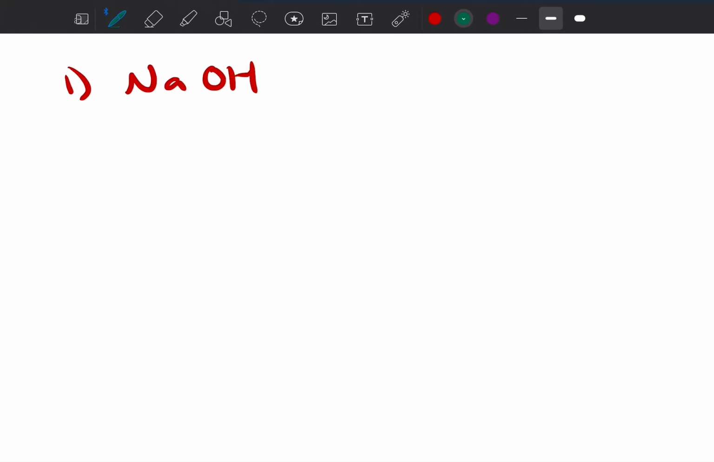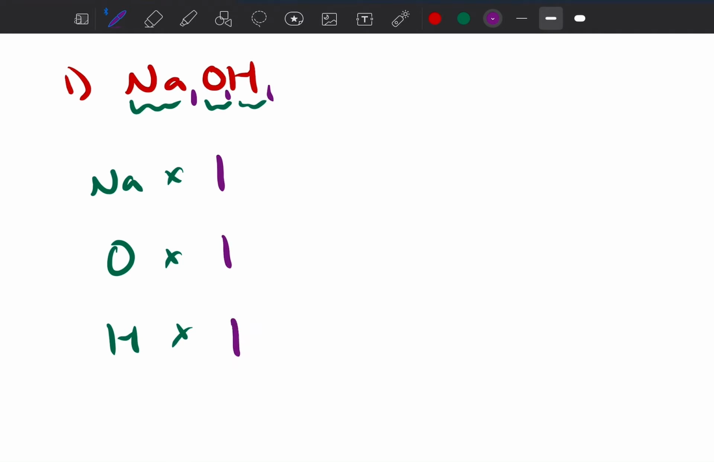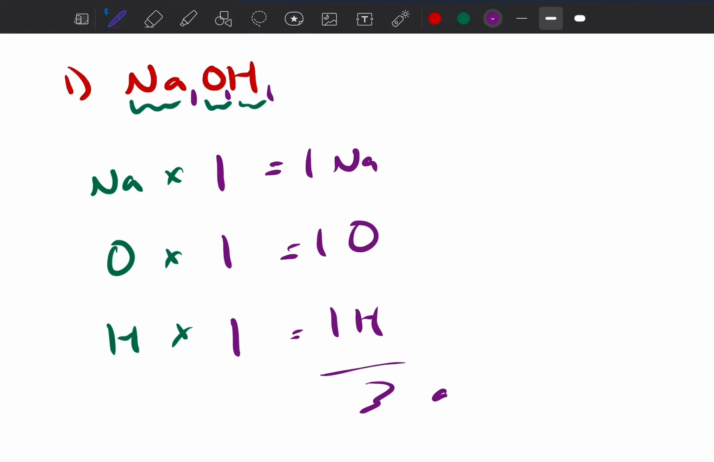First thing we need to do is differentiate between the atoms that are present, and we're going to do that by seeing a capital letter. Whenever there's a capital letter, it's a new element. So for instance, Na is a new element, O is a new element, and H is a new element. And we're going to multiply that by the subscript. In this case, each one has no subscript. If it has no subscript, that means there's 1. So Na times 1, O times 1, H times 1. That gives us 1 Na, 1 oxygen, and 1 hydrogen for a total of 3 atoms. So that's the easiest one.